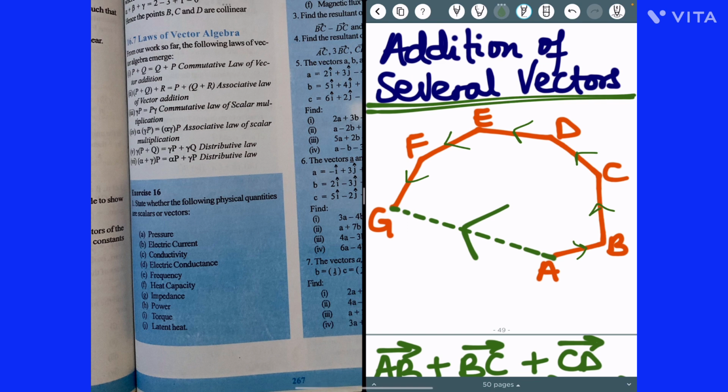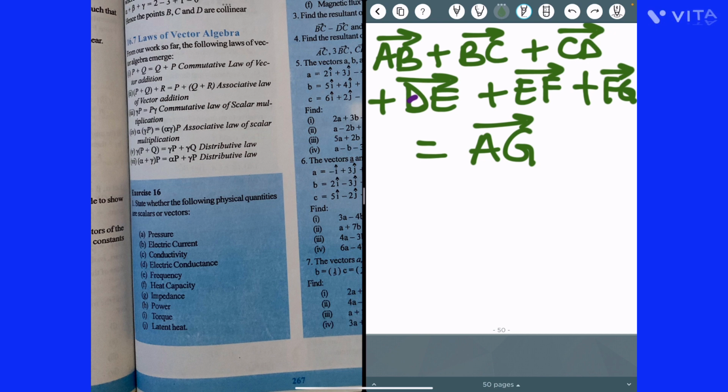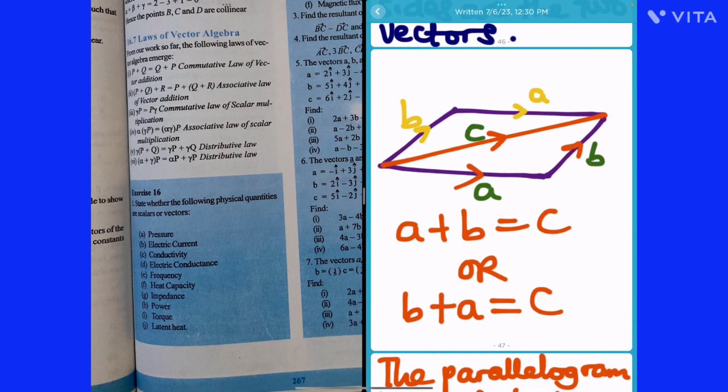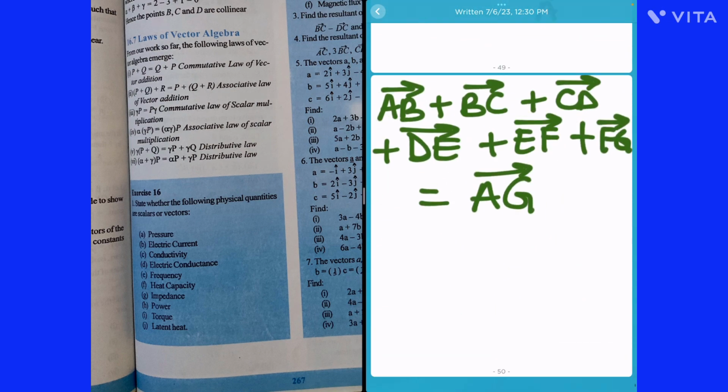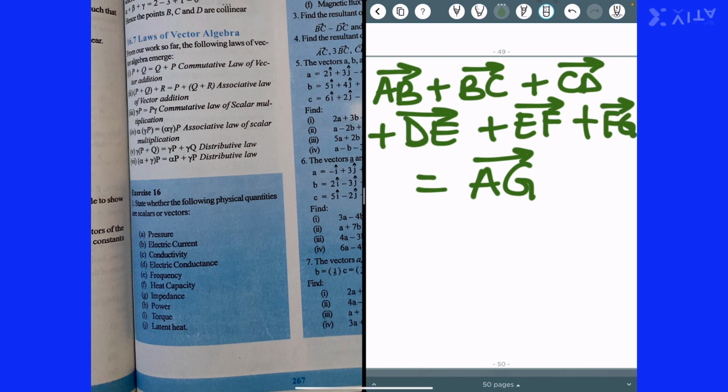So going around like this, 1, 2, 3, 4, 5, 6, is the same as going straight from A to G. So the resultant of AB plus BC plus CD plus DE plus EF plus FG is equal to what? AG. So take note of that. Let's now take a few questions as our example in this exercise before we go to some other parts of vectors. Examples.